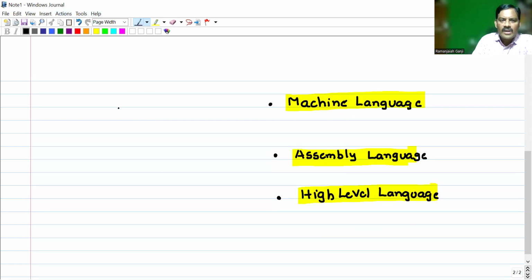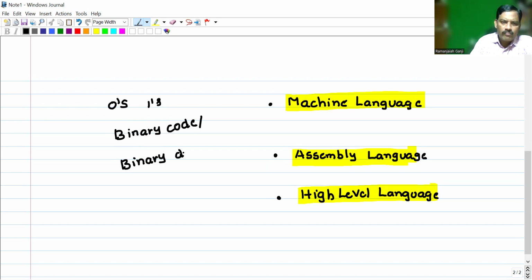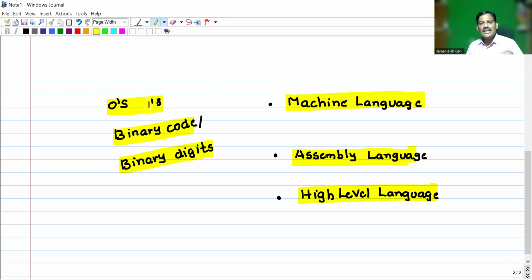Listen. A language in the terms of zeros and ones, everything in the terms of zeros and ones, these are called binary codes, also called binary digits. So a language in the terms of zeros and ones is said to be a binary code. This is totally a machine understandable language. Humans cannot understand what the zeros and ones mean.